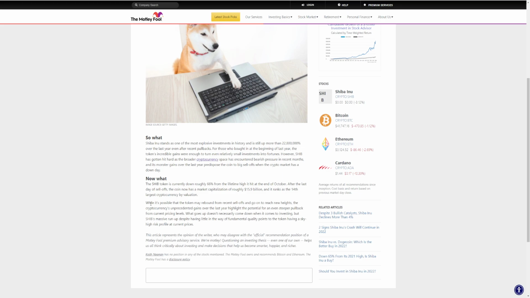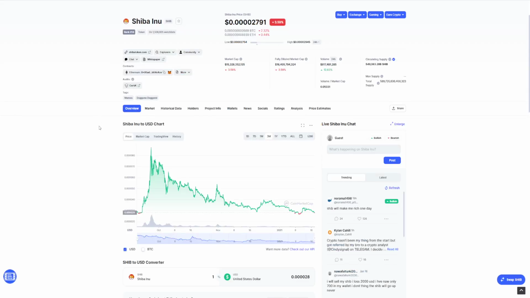They say while it's possible that the token may rebound from recent sell-offs and go on to reach new heights, which is what I think is going to happen, the cryptocurrency's unprecedented gains over the last year highlight the potential for an even steeper pullback from current pricing levels, which could potentially happen. We could continue to fall, but I don't think that we are. I think these high twos, low threes is around where we are going to see stability.